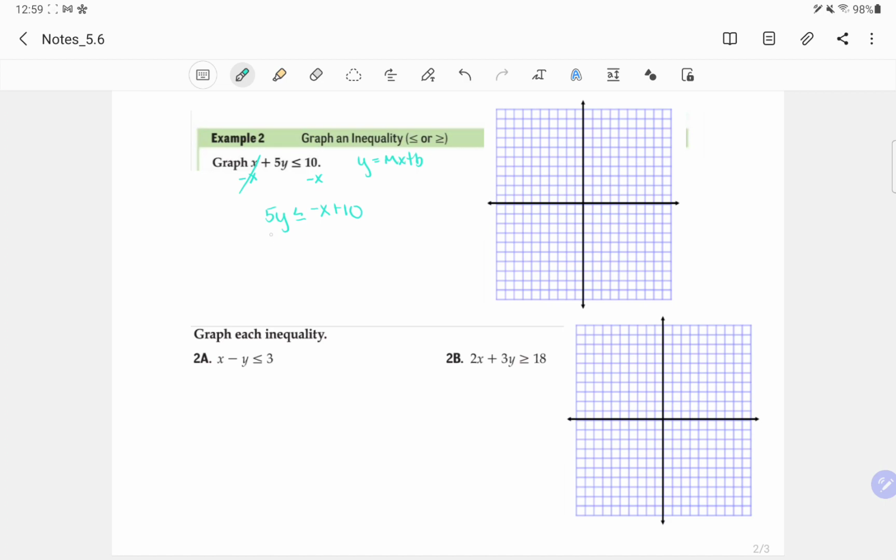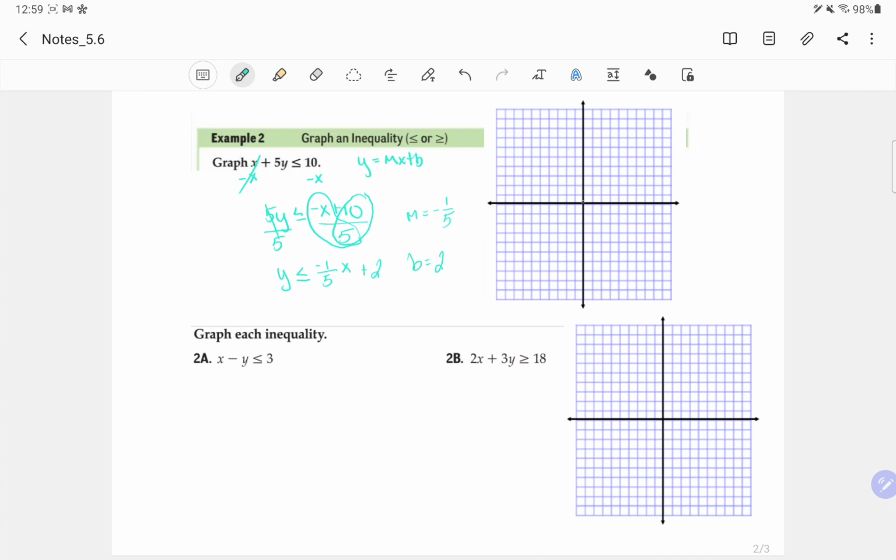Now I have 5 times y. I want to get rid of the 5, so I'm going to divide both sides by 5. Those leave y. I didn't multiply or divide by a negative, so I leave the sign alone. Negative x over 5, so this would become negative 1/5 x, and then you take 10 divided by 5, and you'll get 2. All right. So my m is negative 1/5. My b is positive 2.